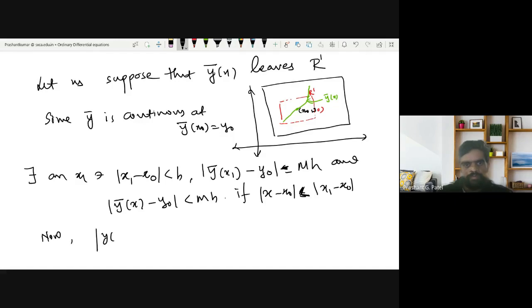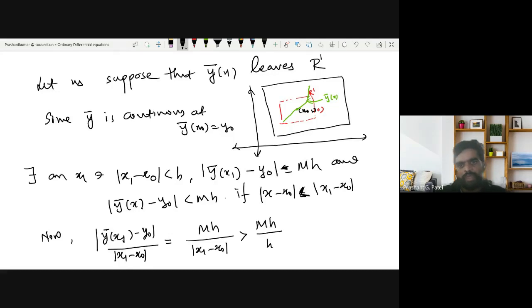Now, the modulus of y bar of x1 minus y0 upon x1 minus x0 is equal to mh upon mod of x1 minus x0. This will be greater than, since mod of x1 minus x0 is less than h, the reciprocal will be greater than h. So it is mh upon h, that is equal to m. So that means this is greater than m.